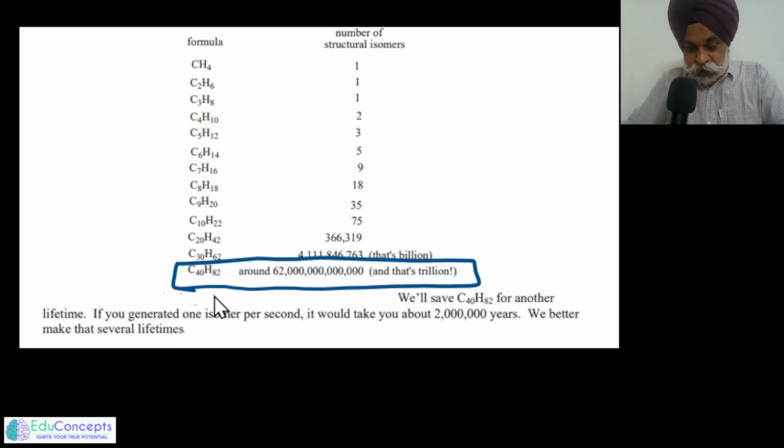In the subsequent session, we will touch upon other forms of classification under structural isomers. Today we have done chain and position isomerism.